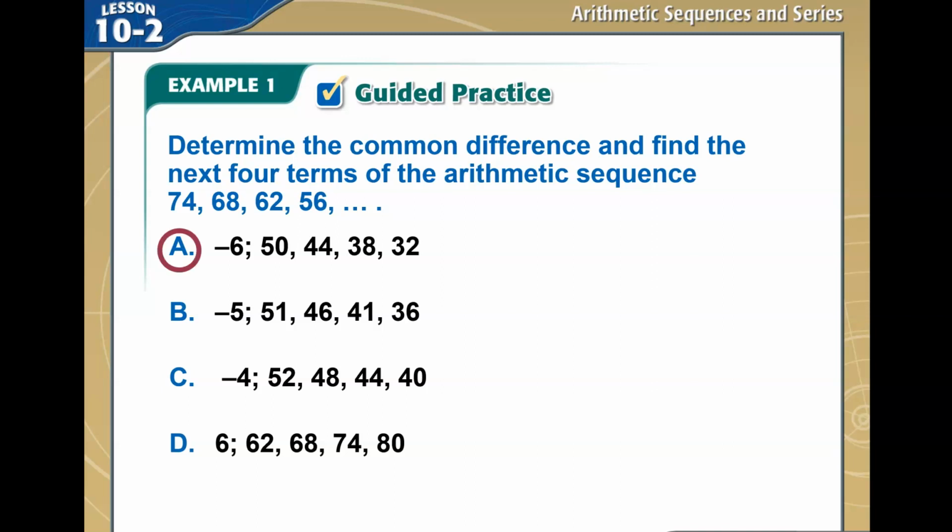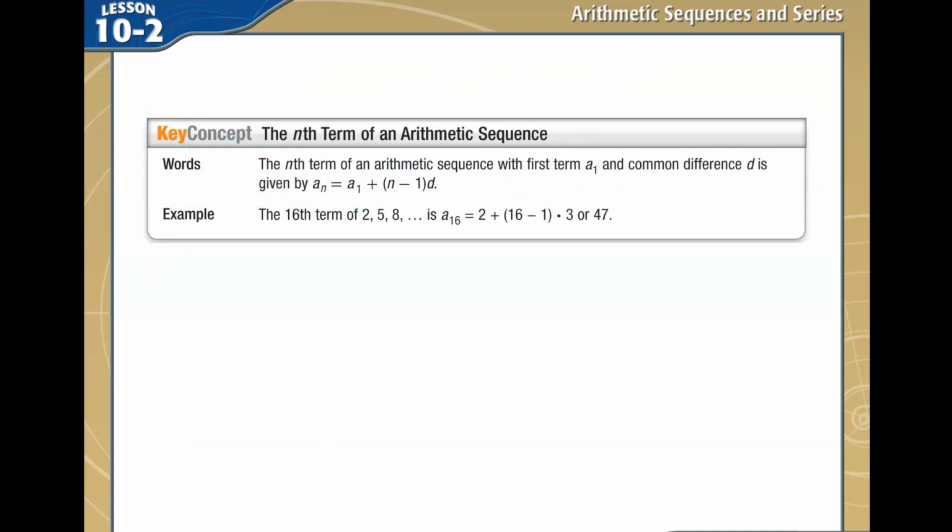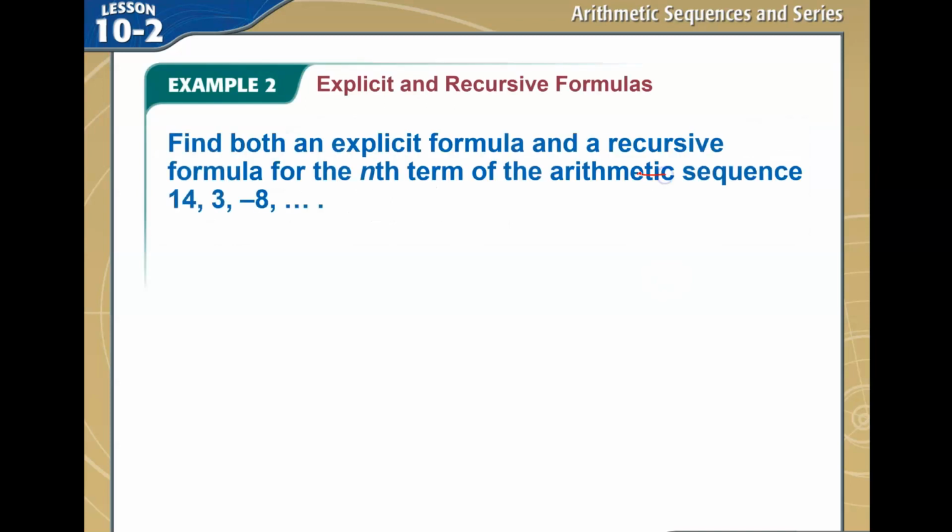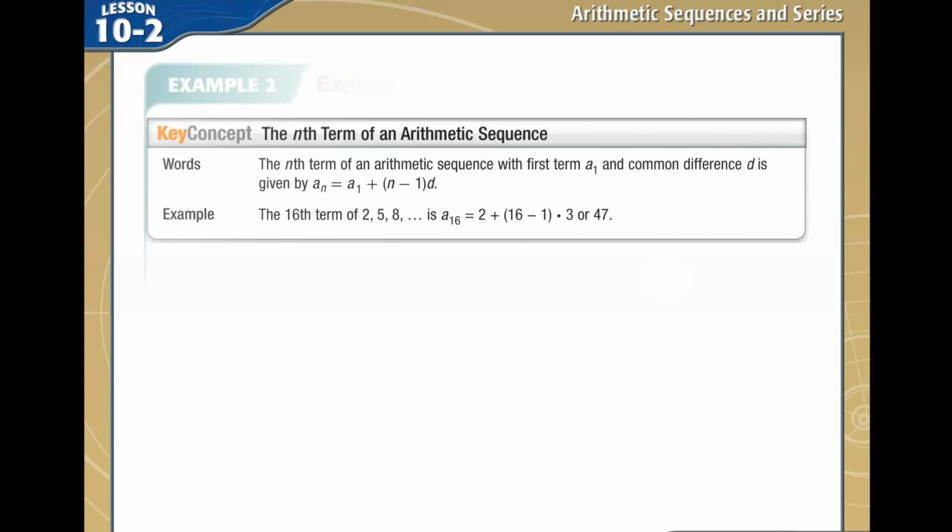All right, so the answer is A. Now what is the formula? What is the proper definition of the nth term? Look at the wording: the nth term of an arithmetic sequence with first term a1 and common difference d. This is how you do it, and this is the nth term formula of an arithmetic sequence.